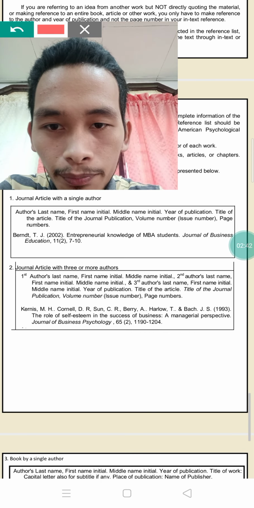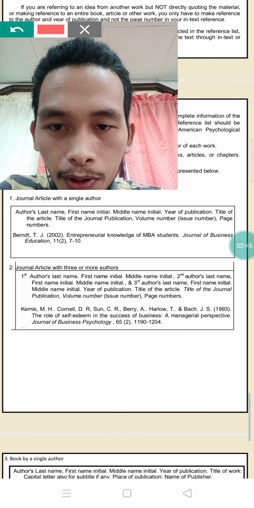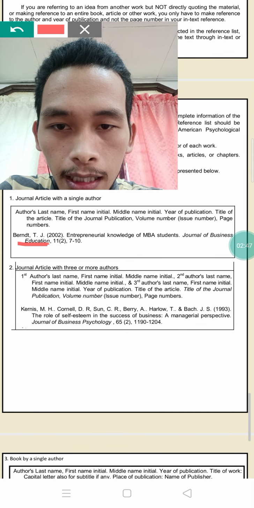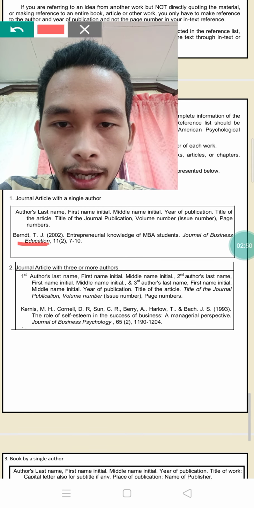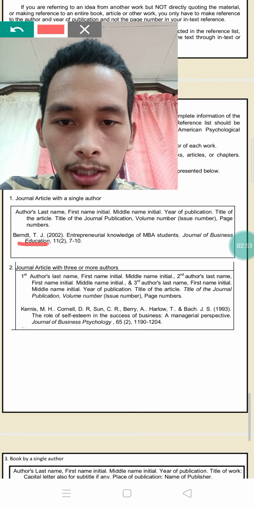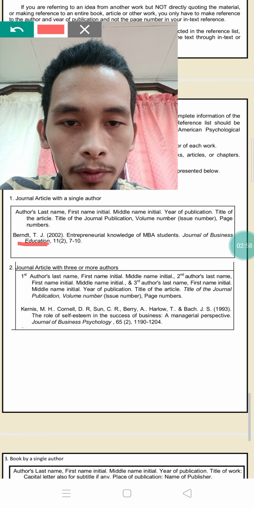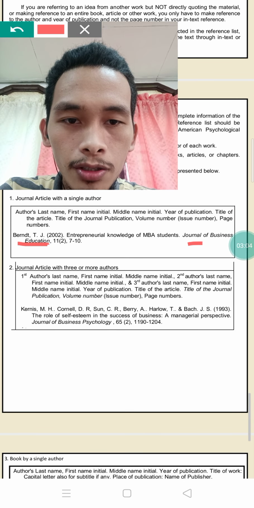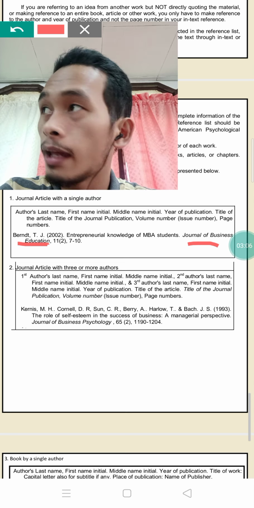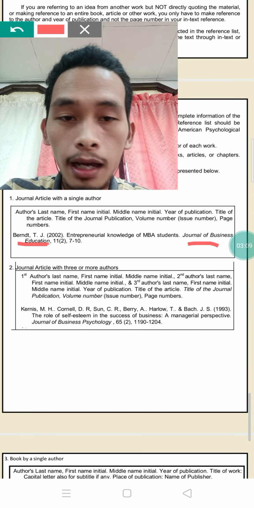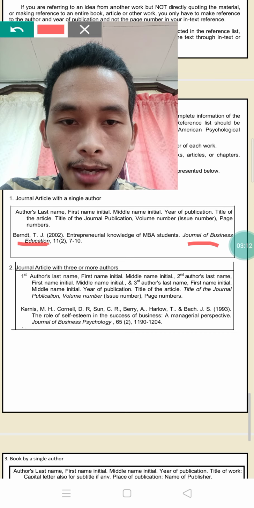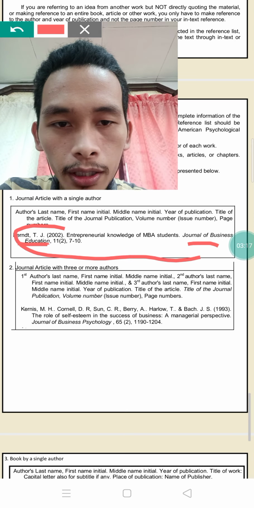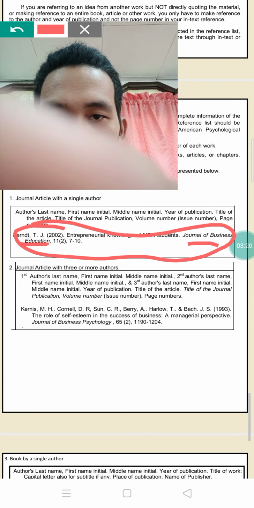So here is the example. Author's last name, Verdent, diba? TJ, and then year of publication 2002, and then title of the article, Entrepreneurial knowledge of MBA students, and then the name of journal, italicized, Journal of Business Education, volume 11, issue number 2, and then page number 7 to 10. This is an example of a journal article with a single author.